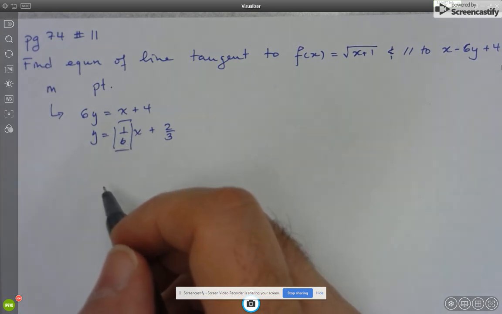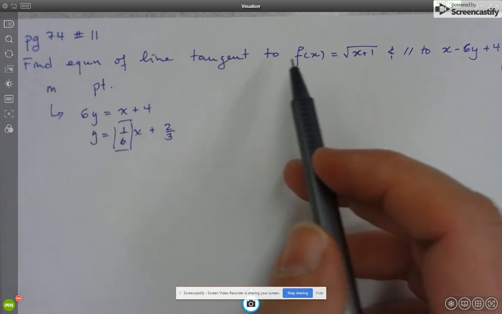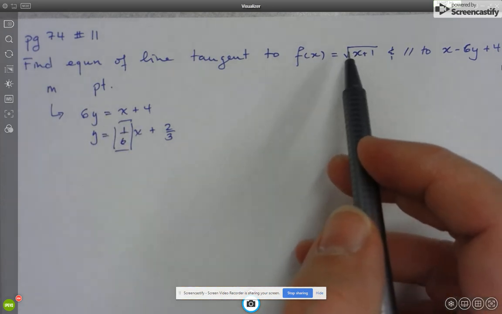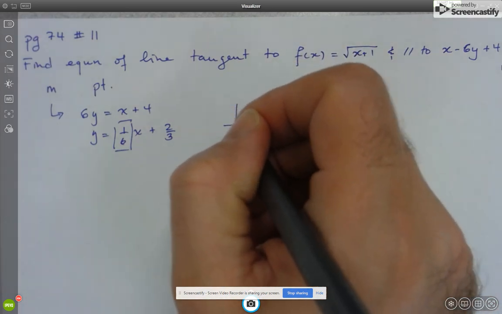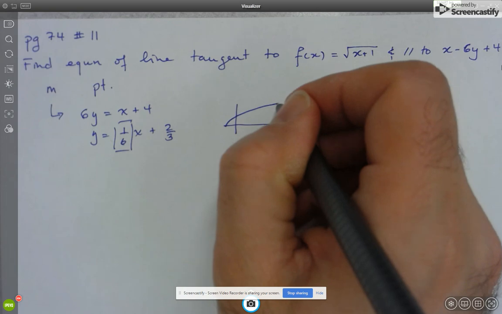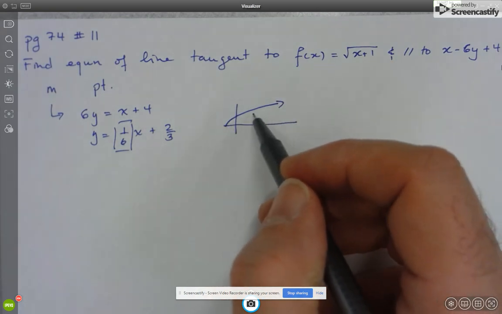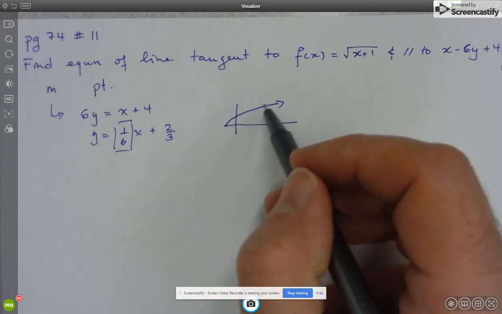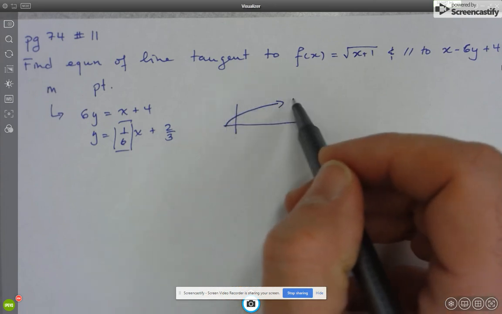All right. Now the thing is we have to find a point. Well, what we know is that this line is tangent to the curve y equals root x plus 1. So if you think about what that looks like, there's probably only one, or it really looks like there's going to be only one point where the slope of the tangent is equal to 1/6, because it looks as though the slopes of the tangents are always different.